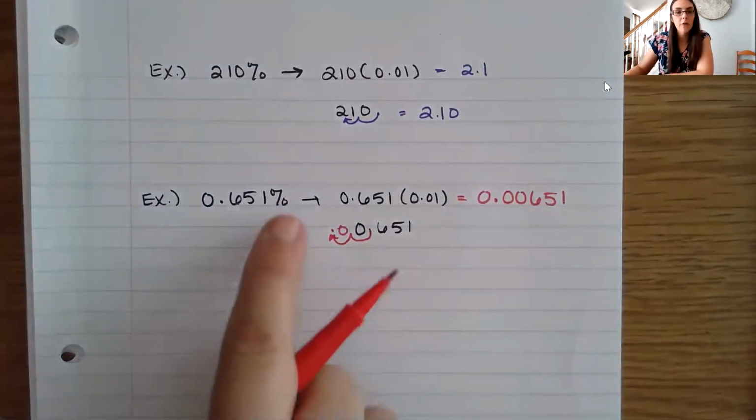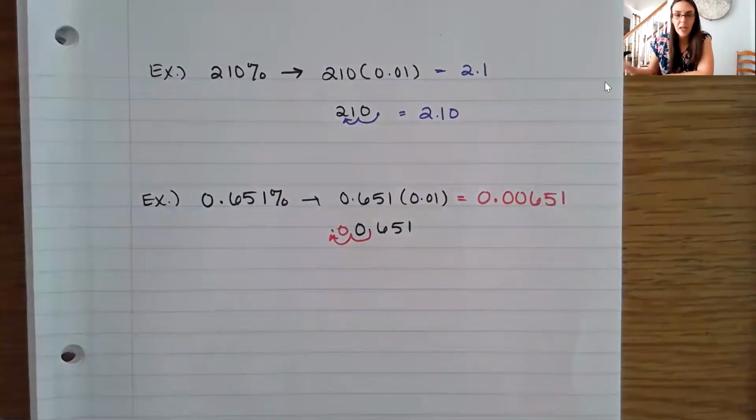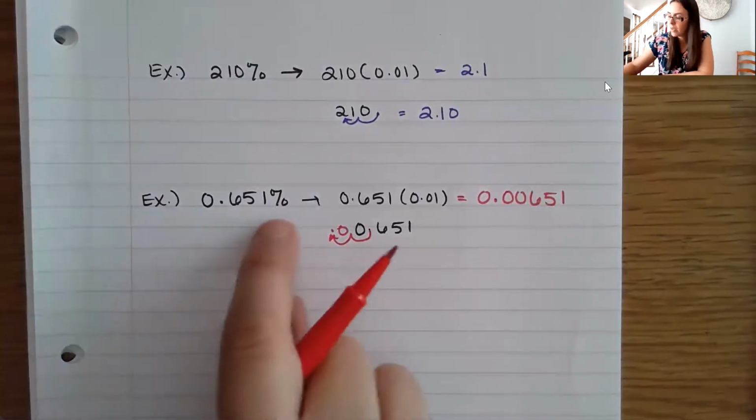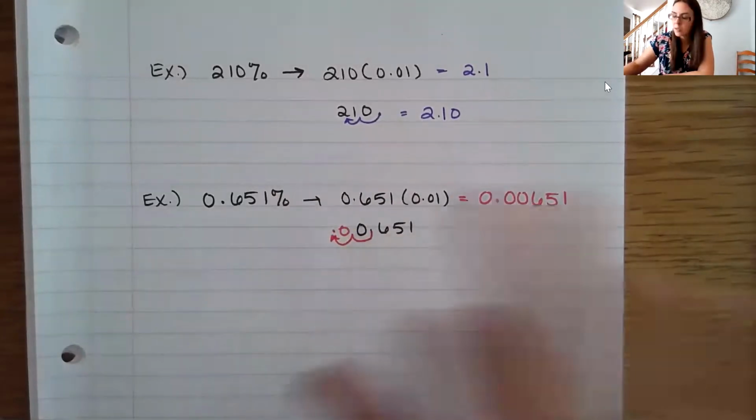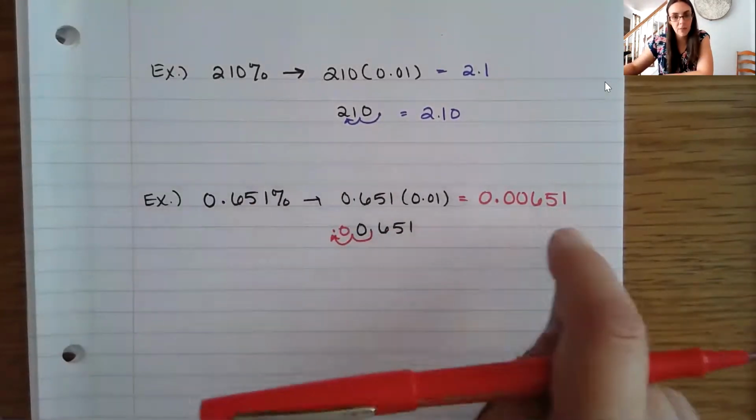Notice that when I change from a percent, I drop the percent sign. So that's really important. So this is not 0.00651%, right? It's just 0.00651. So this is the percent form. This is the decimal form.